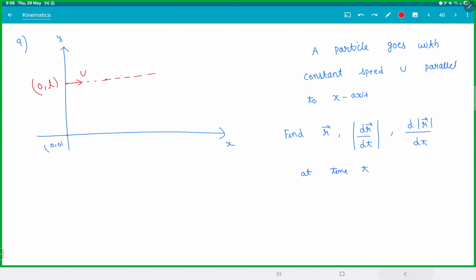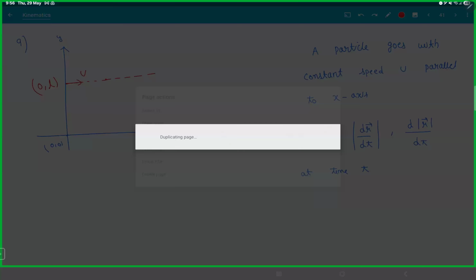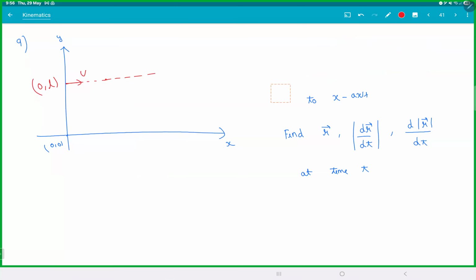Let's see the first one. So do we have to use inverse trigonometry, like tan inverse or something like that? Just leave it in theta and tell me theta is this. That will be fine. So this particle is going here.